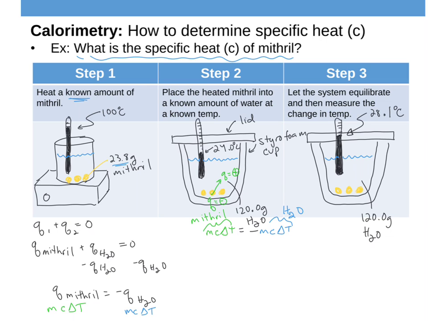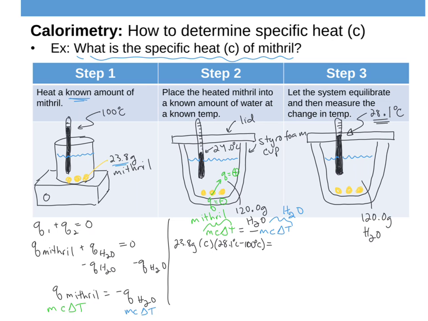And then I just start plugging in my numbers, and I'm going to solve for the specific heat. So, for example, with the mithril, I know that the mass of the mithril, the M, is 23.8 grams. I don't know the specific heat because that's what the question's asking. I don't know what the specific heat of mithril is. But I do know the delta T, right? The final temperature was 28.1. That's what it says over there on the far right, 28.1 degrees Celsius. And the initial temperature of my mithril was 100 degrees Celsius. So that's how I'd figure out the heat transfer for the mithril.